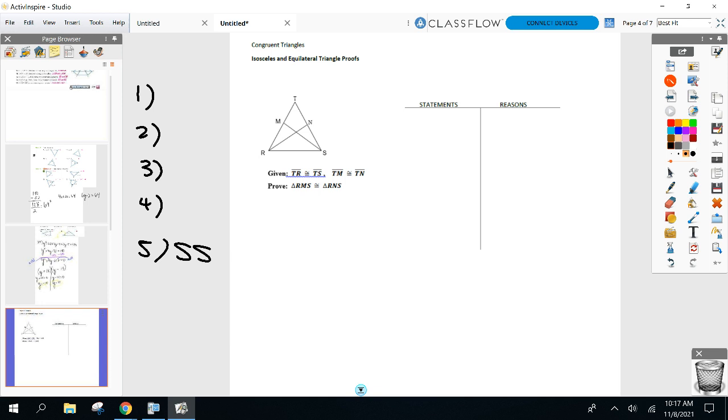Side, side, side. Side, angle, side. The angle's got to be in the middle. If it's not, don't even sniff it. Angle, angle, side. Angle, side, angle. HL, don't forget about it. Everyone forgets that because it doesn't have an A or an S in it. So those are our options. You have no other options. That's it.